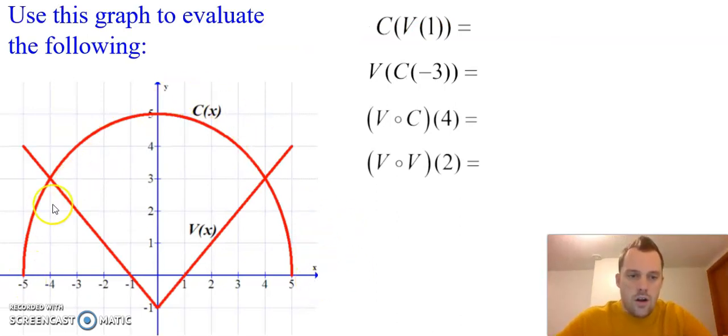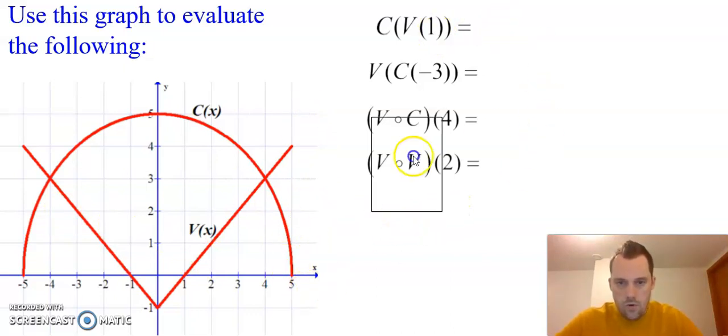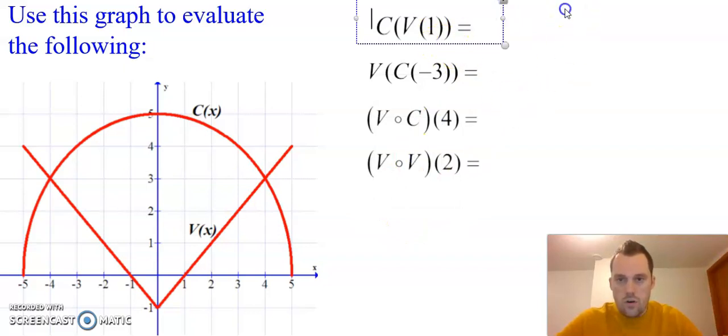We've got our half circle c function and then the absolute value v function, both with limitation there. And if we've got c of v of 1, let me just move these over.